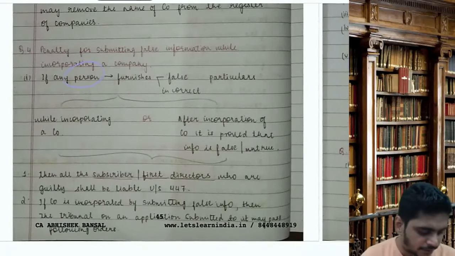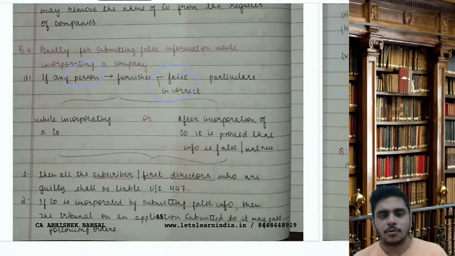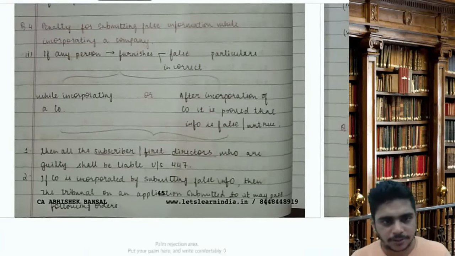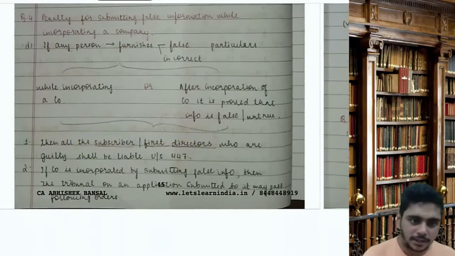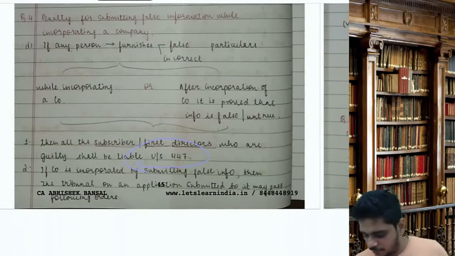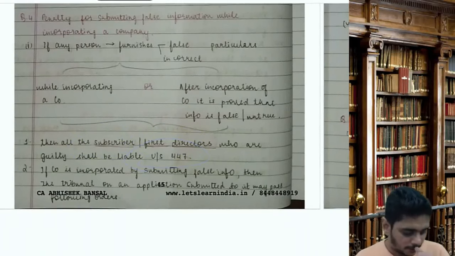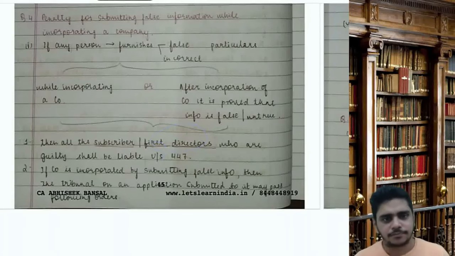Then question number 4, what is the penalty for submitting false information while incorporating a company? If any person furnishes false or incorrect information while incorporating a company, or if the company is incorporated and later on it is proved that they have submitted false or untrue information, then all the subscribers or the first directors who are guilty shall be liable under section 447.